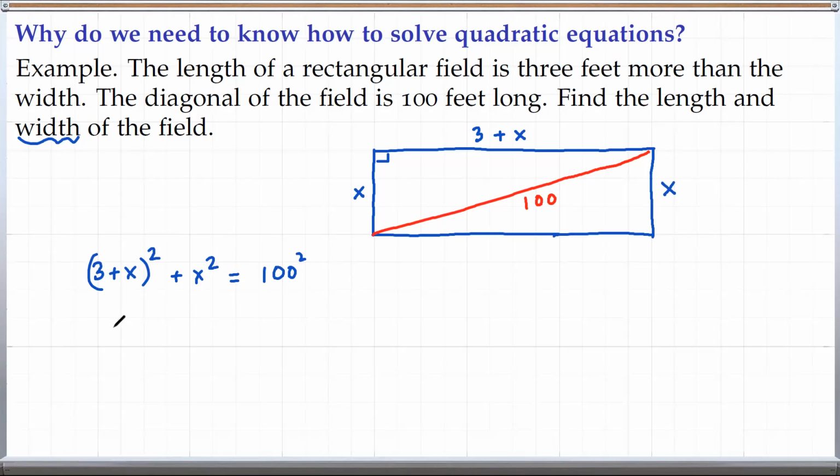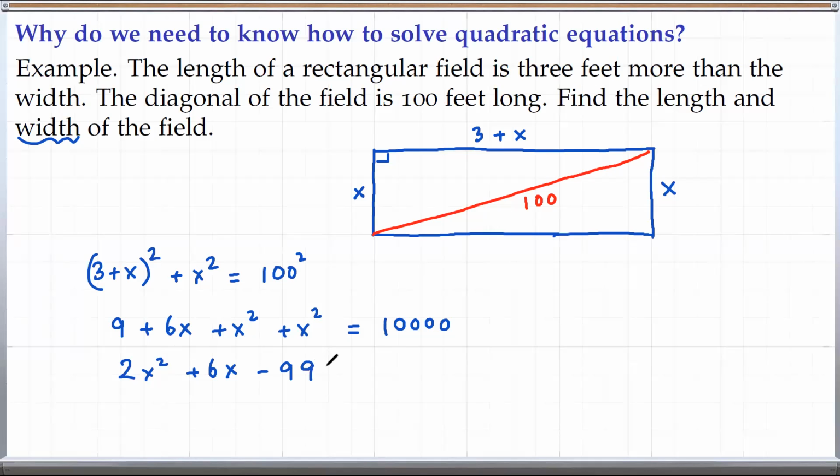If we simplify this a little further, (3 plus x) squared, if we expand that, will be 9 plus 6x plus x squared equals 100 squared, which is 10,000. And we can simplify all of this a little bit further. So x squared plus x squared is 2x squared, plus 6x as it is. And we can subtract 10,000 from both sides. That will give us 9 minus 10,000 on the left, which will be negative 9,991, equals 0 on this side. So this is a nice quadratic equation.